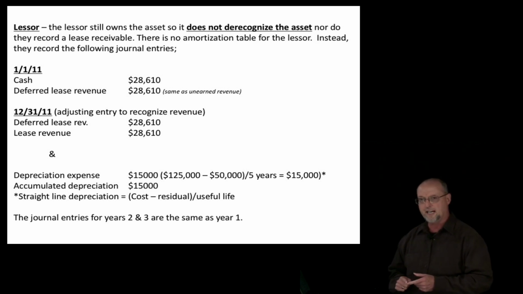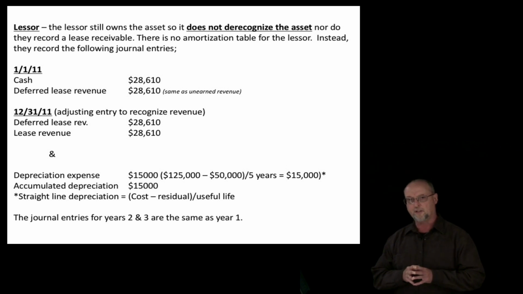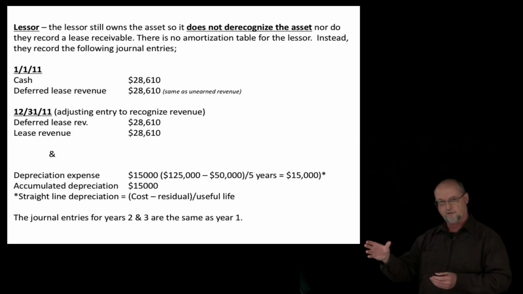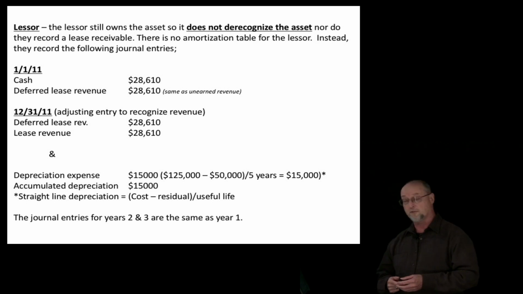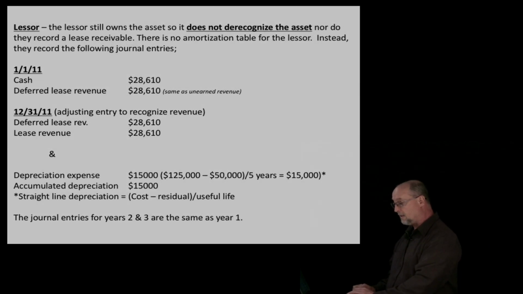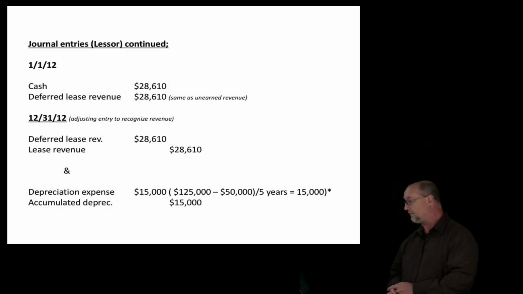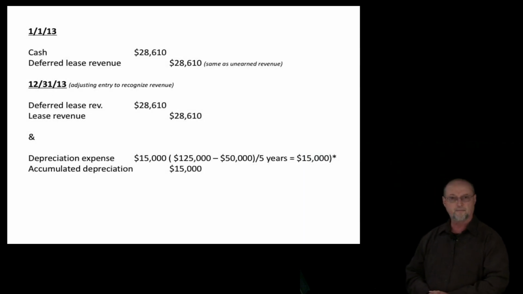And notice the depreciation. Remember, they own the asset, so they're going to use the useful life of the asset. Fair value is $125. Residual or salvage value is $50,000. So straight line depreciation, cost minus residual, divided by the useful life, and we get, is it $15,000 per year? And that's the journal entry right there. Years 2 and 3 will have the exact same journal entries. I'll show you, but they all stay the same. There's the journal entries for 2012 and the journal entries for 2013.